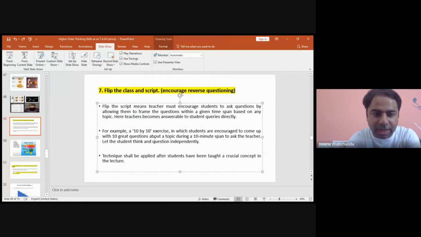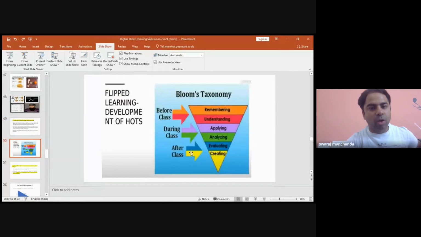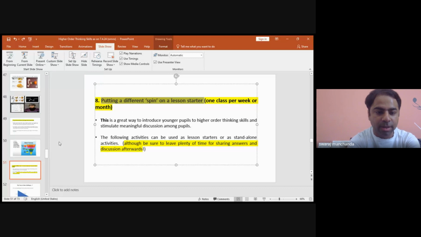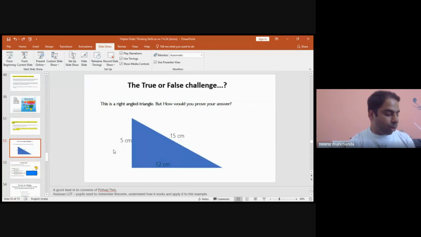So this flip the class is based on Bloom's taxonomy only. Before the class, we'll do lower order thinking, remember and understanding. During the class, we will apply and analyze the concepts through examples. After the class, we let them create questions and let them evaluate their understanding. Putting a spin on lesson starter. Spin is this one. I hope this slide is visible.